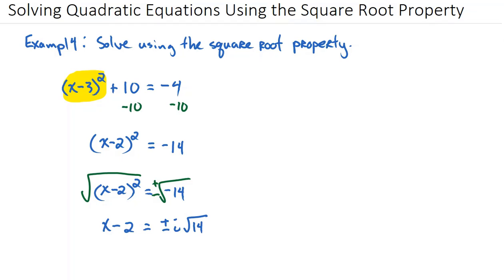And then we can add our 3 to go ahead and finish off getting x by itself. So that gives us x equals 3 plus or minus i square root of 14. And it's customary to write the 3 in front as the real number and then the plus or minus part second as the imaginary piece. So that's what you do with that complicated guy. Go ahead and give some of the examples a try and see how you fare.